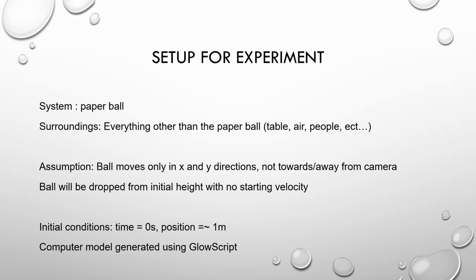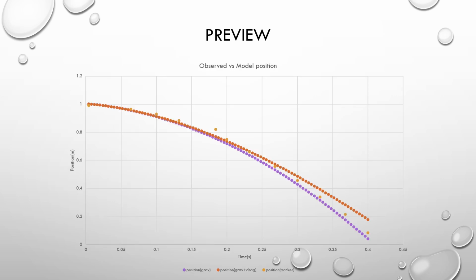Let's see our setup for the experiment. Our system is going to be the paper ball, the surroundings will be everything but the paper ball, and our assumption is that the ball moves only in x and y directions, not towards or away from the camera, and the ball will be dropped from some initial height with no starting velocity. Our initial condition is time equals 0 and position is around 1, and our computer model will be generated using GlowScript. You can see the preview. We can see that the position tracker, which accounts for drag alongside gravitational, is most similar to the Tracker app, whereas for the one that does not take drag into effect, you can see a gap open up.